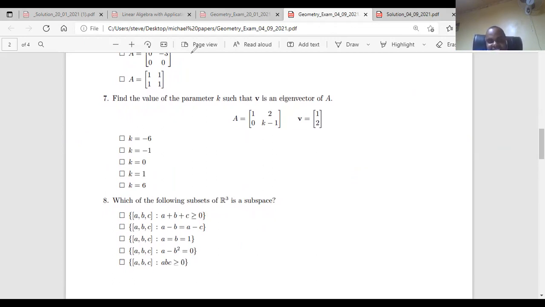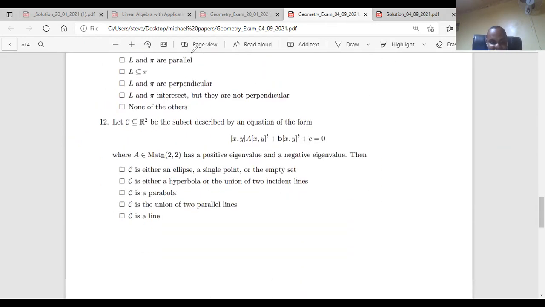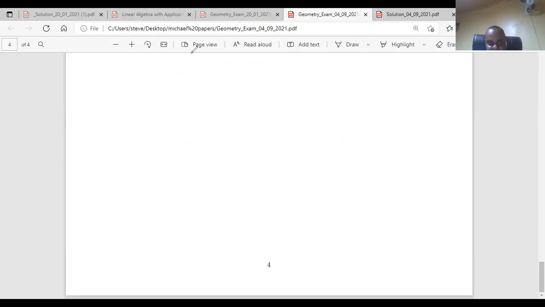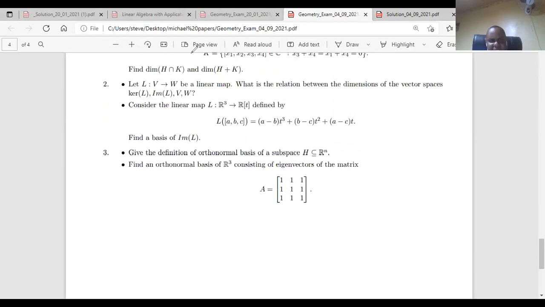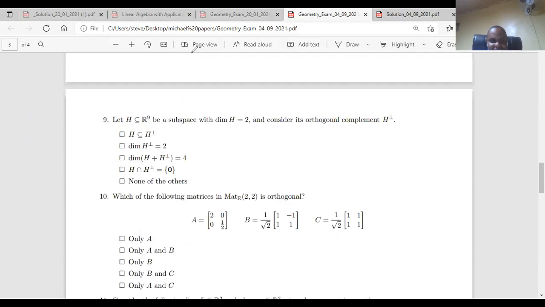Yeah, it feels easier. Let me see if we have a conic down here. If I see a conic, I'm going to run. No conic. Nice, nice. This is a nice paper.